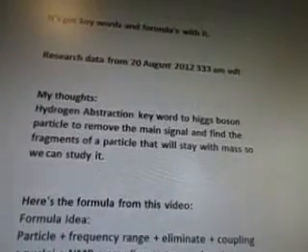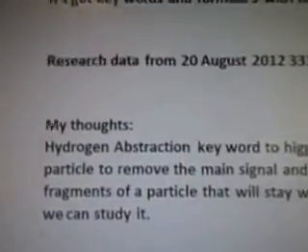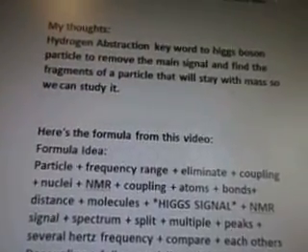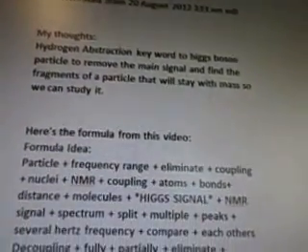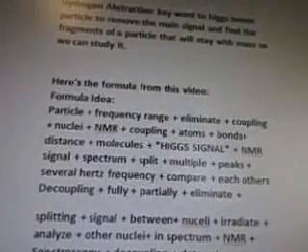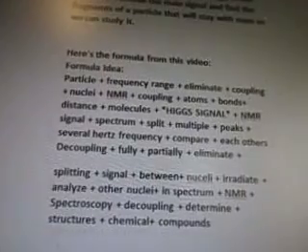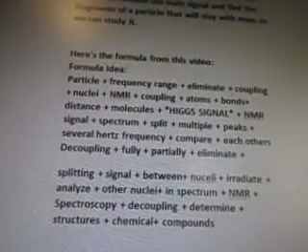The research data from August 20th says, for some reason it's in this faded gray thing. Okay, my thoughts. Hydrogen abstraction keywords to Higgs boson particle to remove the main signal and find the fragments of a particle that will stay with mass so we can study. So that's the idea behind the Higgs boson videos, which I'm working separately from the WOW videos, okay? Although I am doing a cross-reference between the two to see what comes up. So here's the formula from that video.